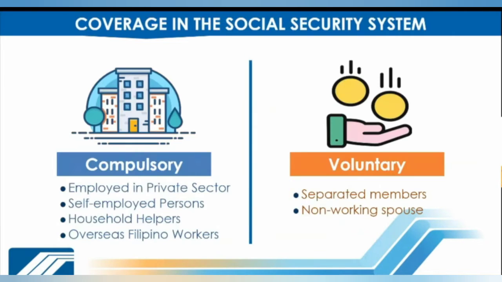So in SSS, there are two types of coverages. First, compulsory coverage, and the second one is a voluntary type of coverage. Under the compulsory, we have those employed in the private sector, the self-employed persons, household helpers, and the OFWs, sea-based or land-based. Meanwhile, for the voluntary, we have the separated members and the non-working spouse.